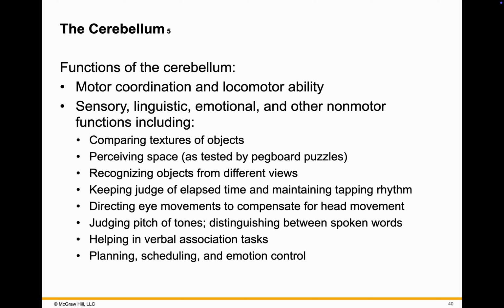It's very important for comparing textures of objects, perceiving space, recognizing objects from different views, keeping track of elapsed time, and maintaining a tapping rhythm. It directs eye movements to compensate for head movements. It helps in verbal association tasks, planning, scheduling, and even emotional control. The cerebellum is a very important part of the brain.